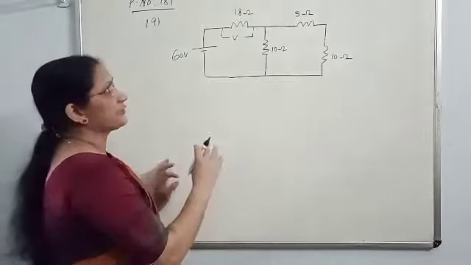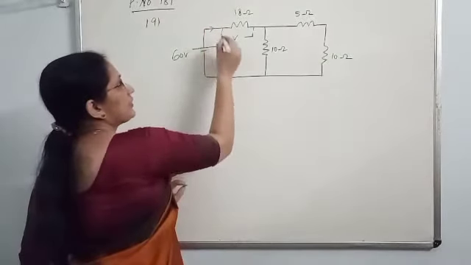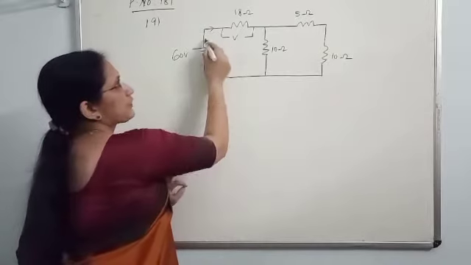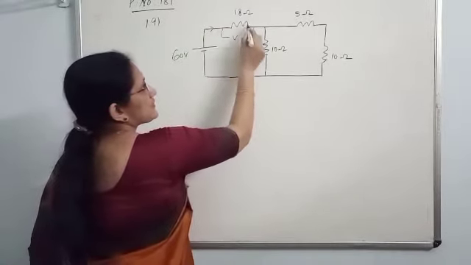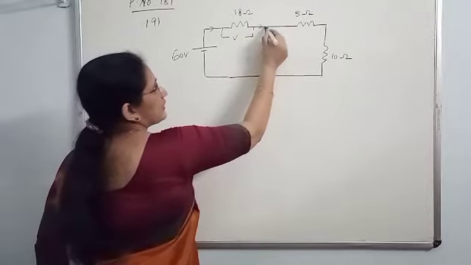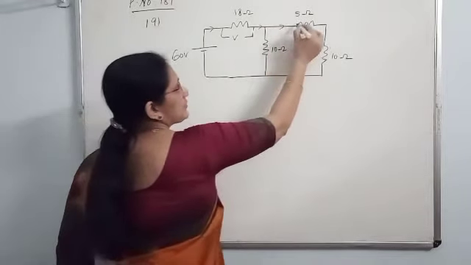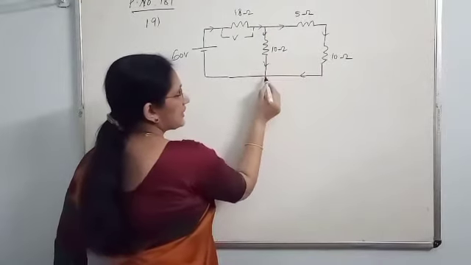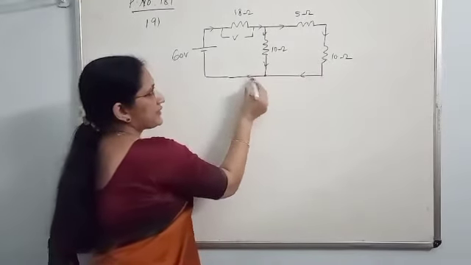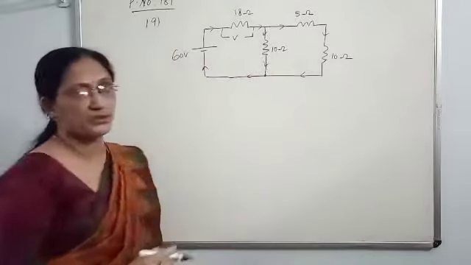Then first you have to find out how much current is flowing in the circuit. The current will flow from positive to negative. Current will flow through this resistor. At this point it will split in two branches. It will go in this way, one branch. The other branch current will flow in this way. Here again the current combines and completes the circuit.